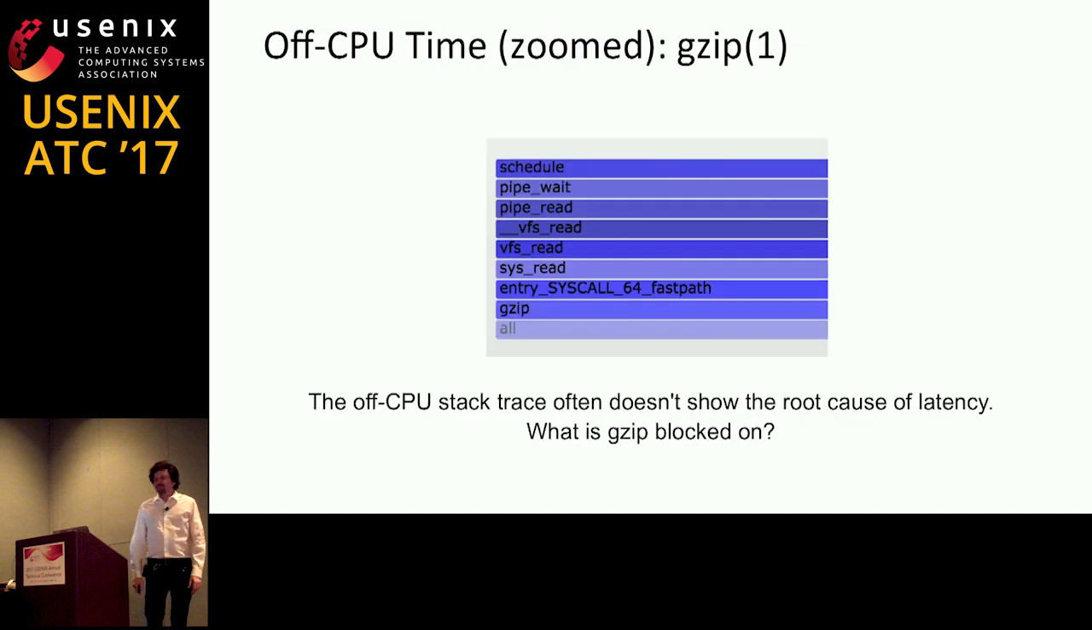Unfortunately, when you start looking at off-CPU flame graphs, and I've got the instructions on my blog post for generating these, you often see things like this. So here's gzip. Gzip is calling syscall fastpath, sysread, VFS read, pipe wait, and then we're blocked. So what's gzip blocked on? We don't actually know. It's blocked reading a pipe. It's actually blocked on someone else. And this often happens in software.